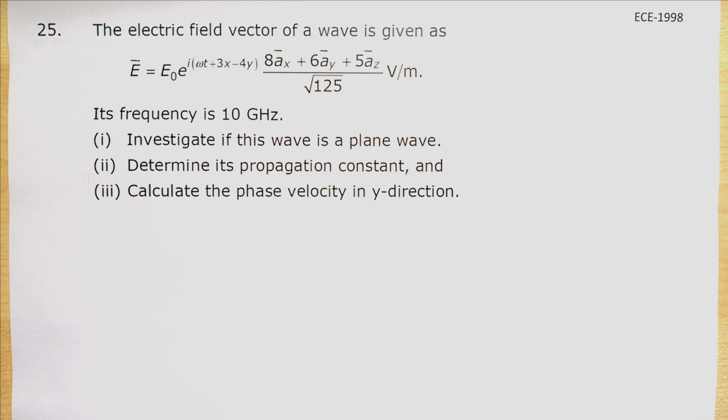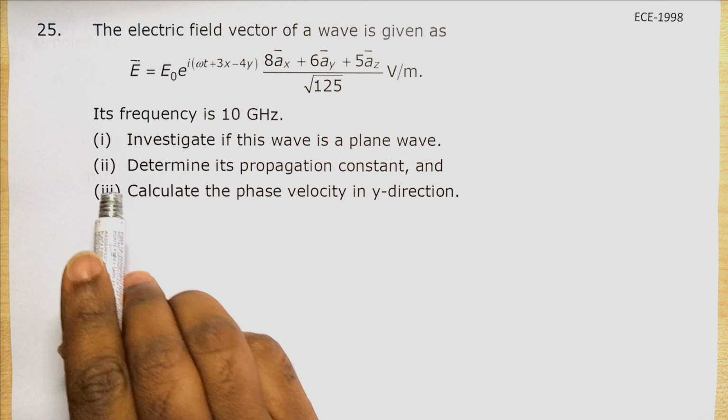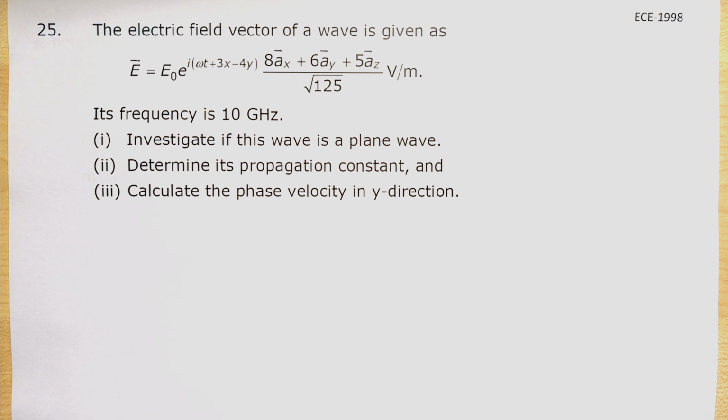So the electric field vector of a wave is given by this equation, and its frequency is 10 gigahertz. We have to investigate if this wave is a plane wave, determine the propagation constant, and also calculate the phase velocity in the y direction. Okay, so let's get into the answer.